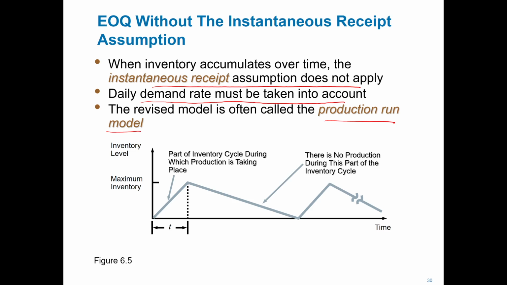If we look at the figure, we start building the inventory, we start the production run, and why is it going up like that? Because there is no instantaneous receipt here. We are building the inventory, and at the same time we are meeting the demand. Now when the inventory level reaches a certain level, we stop the production run and let the demand take over. And then after some time, when the inventory is depleted, we start another production run. So this is a production run model.